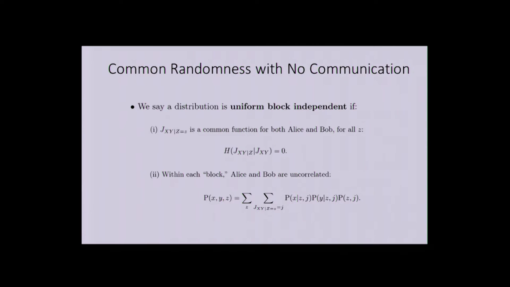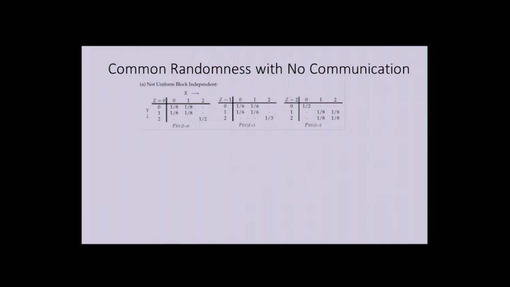Okay, so these are the two conditions. And maybe it's easy to just look at some examples to understand what this is. So the first is this is not uniform block independent. And the reason it's not is, again, because it has this property that if we look at here and here, the event 1-1 is in the same block as 0-0 in both of these. But over here, it's not. It's in a different block. So Alice and Bob are unable to determine the value of J(X;Y|Z) simply by looking at their variables.